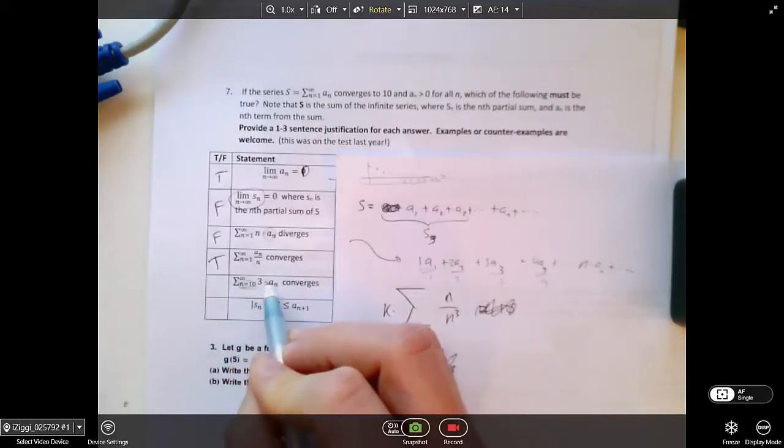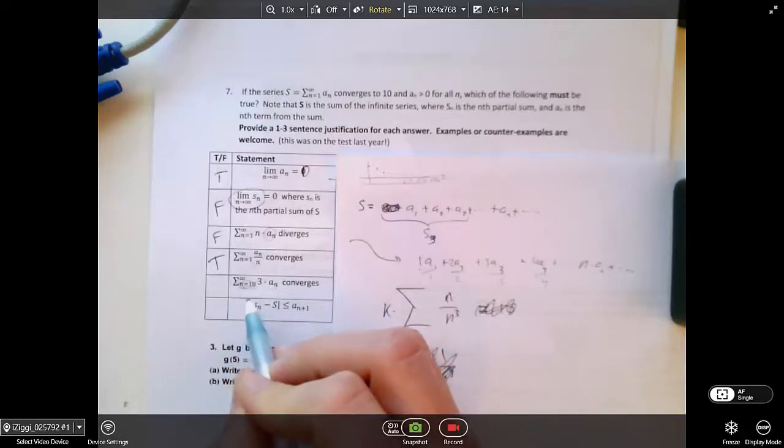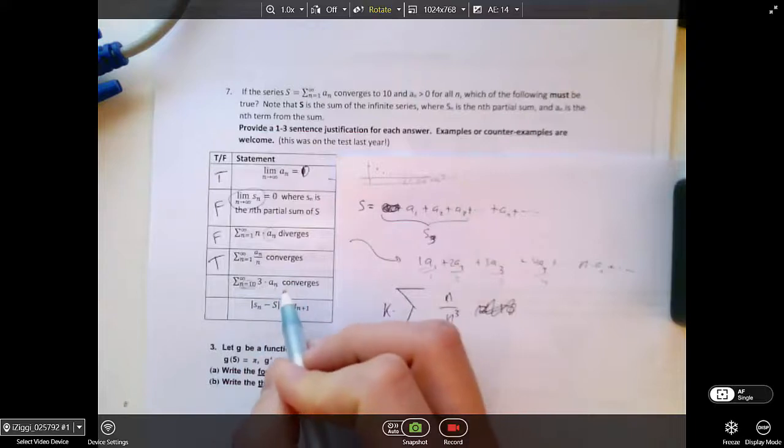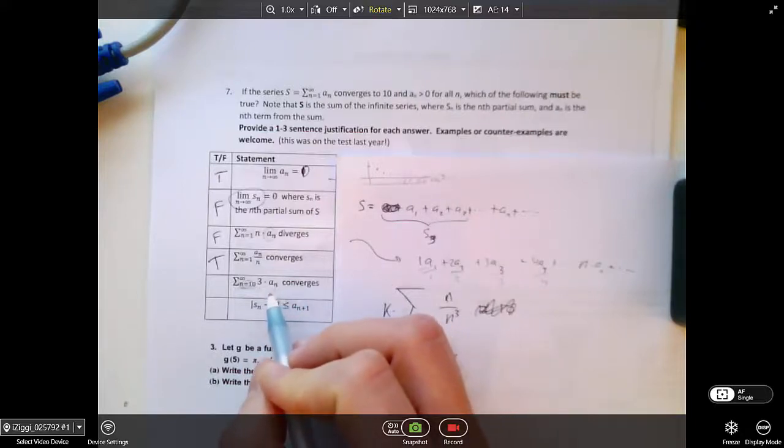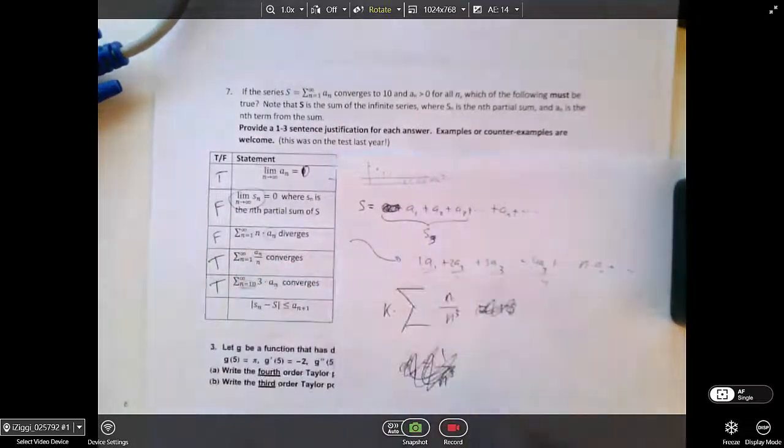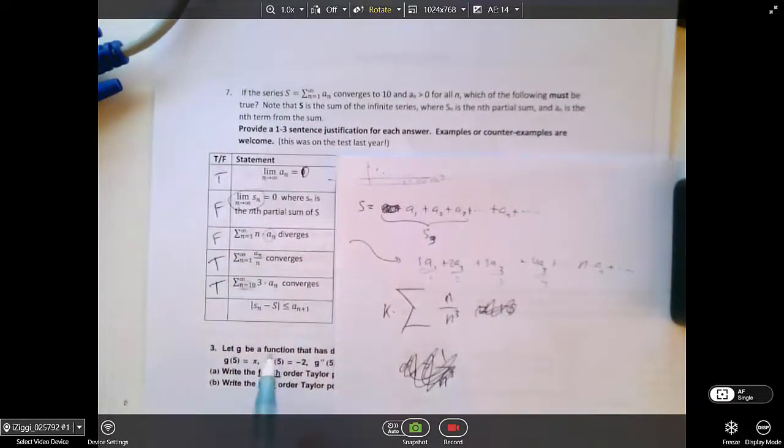off whatever sum those first 10 terms are equal to. And then multiplying the whole thing by 3 is just going to triple the value that it converges to. But it's not going to make it diverge. So that one's true. Last one.